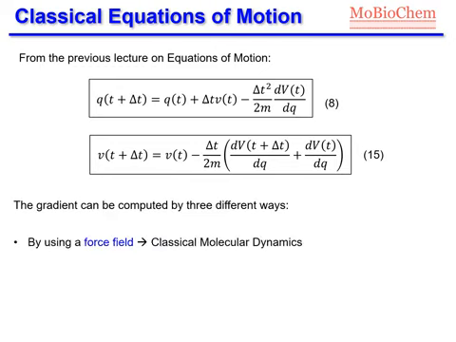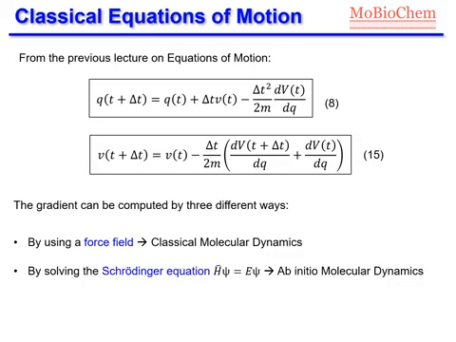The first way is to use a classical force field, where we will have a very simple equation which relates the potential energy with the coordinates of our system. If we use a force field, then we are running a classical molecular dynamics simulation. Also, we can solve the Schrödinger equation in order to get the potential energy, and if this is the case, then we are running ab initio molecular dynamics.